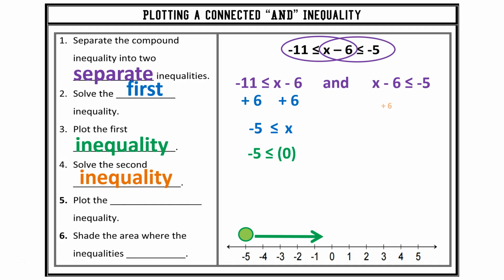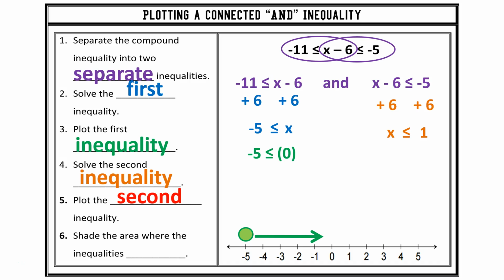Now I'm going to solve the second inequality. Another one-step inequality. I am going to add 6 to both sides, keeping it balanced. That's going to give me x is less than or equal to 1. Little calculator moment. Notice the inequality did not flip because we never multiplied or divided by a negative value.